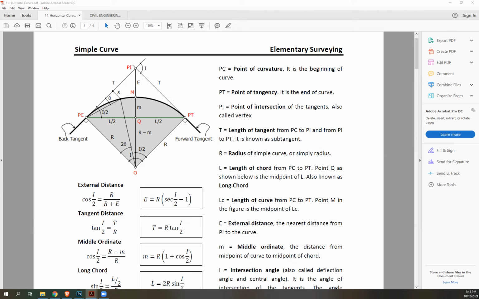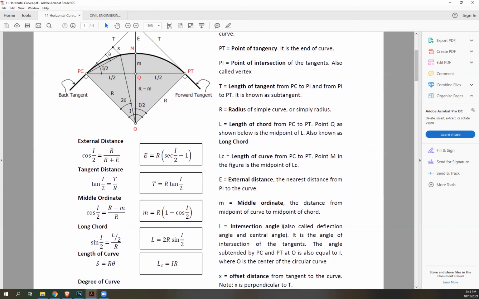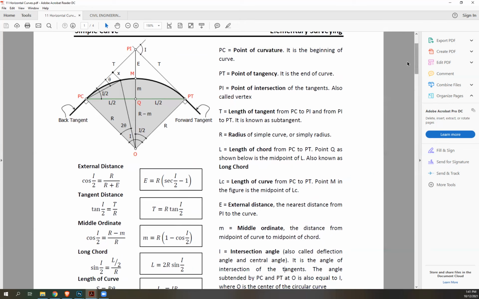So you have these two lines as the tangents. We call them that because they are tangent to your curve. The point of intersection of those two is your point of intersection. And then the angle between them is what you call I, the intersection angle. Intersection angle, also called deflection angle and central angle, is the angle of intersection of the tangents. Once again, we've got two tangents, point of intersection PI, and this is angle I.